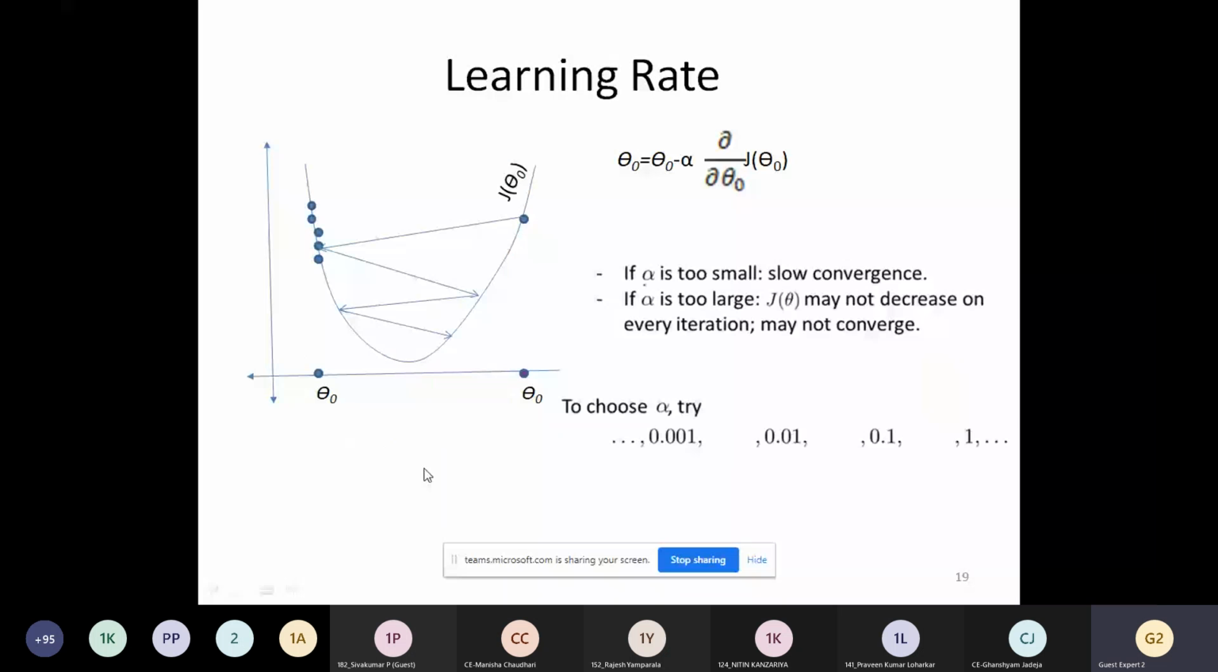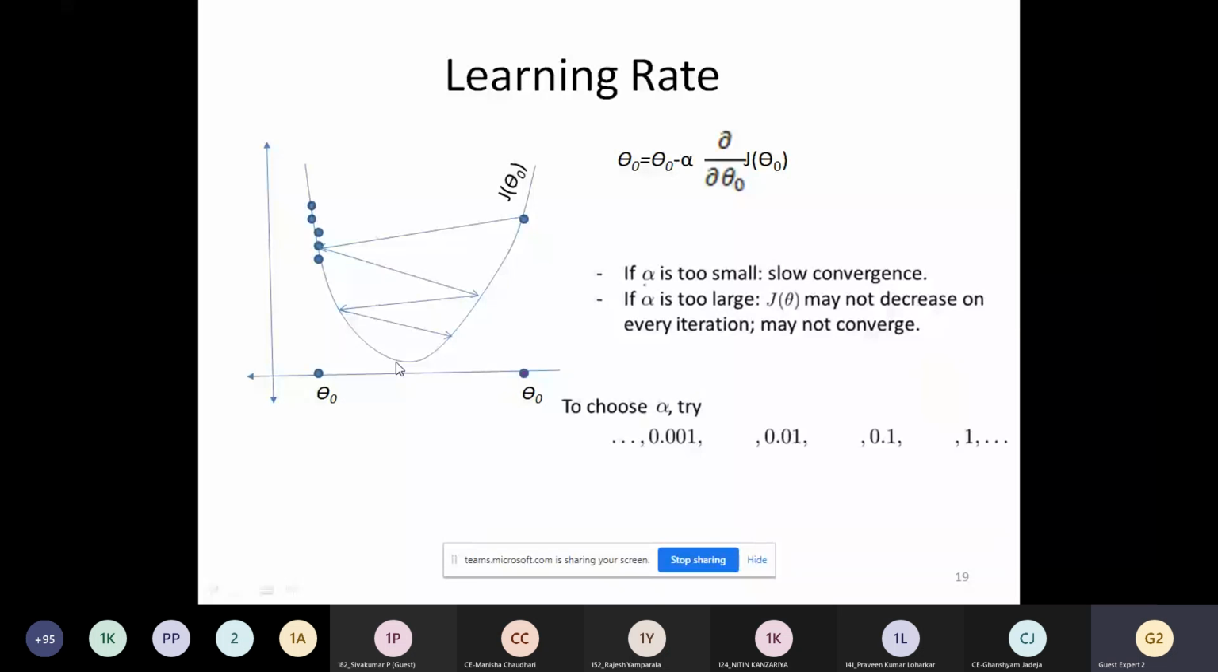Now next is the learning rate. What is the learning rate? It is a number. Now what will the learning rate do? If we take the learning rate very small, then it will decrease the value of the term alpha into the derivative term. So if alpha is very small, you are taking very small steps, meaning it takes a large number of iterations to reach toward the minimum cost function.